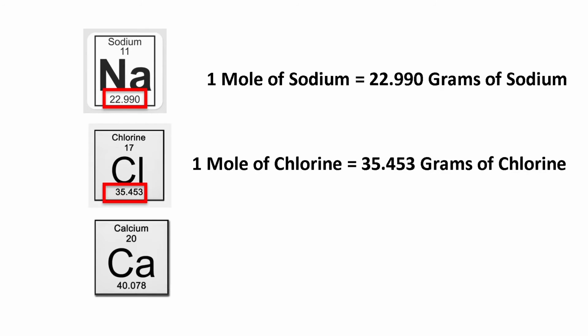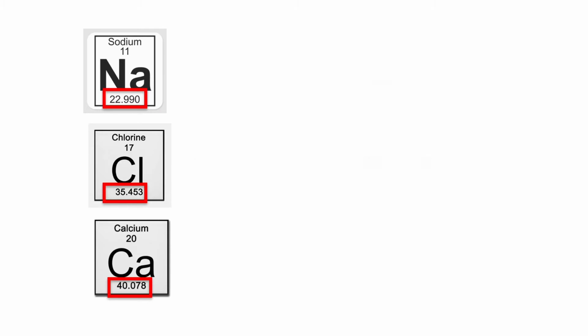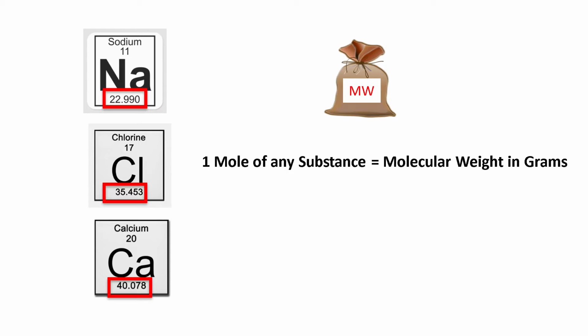This is chlorine and 1 mole of chlorine weighs 35.45 grams. This is calcium. I hope you can guess by now the weight of 1 mole of calcium. Haha, you guessed it right. Great. So just keep this in mind that the weight of 1 mole of a substance is equal to its atomic weight.